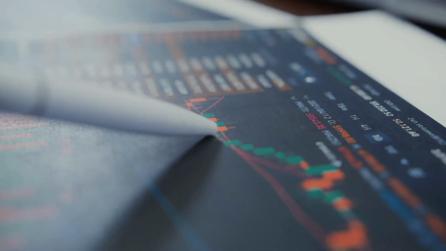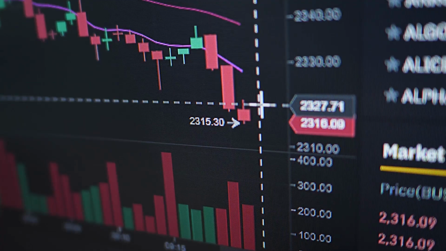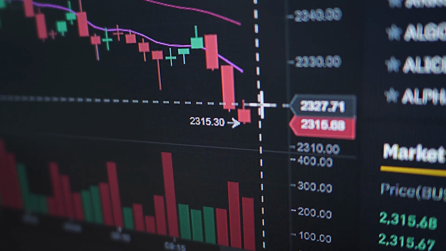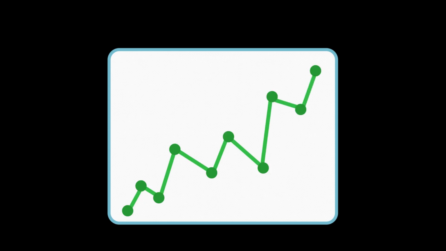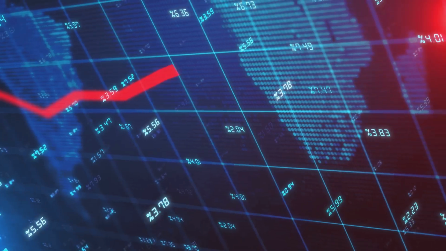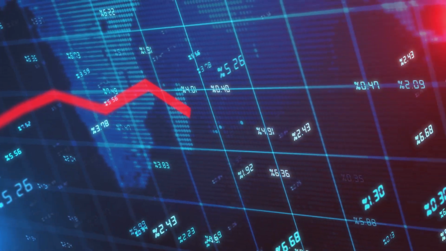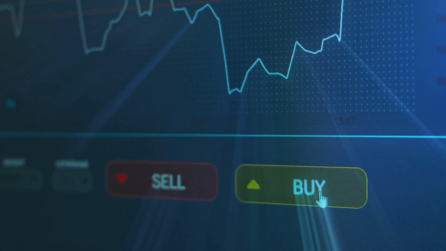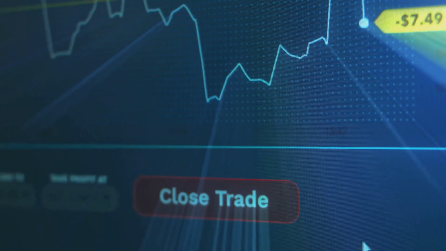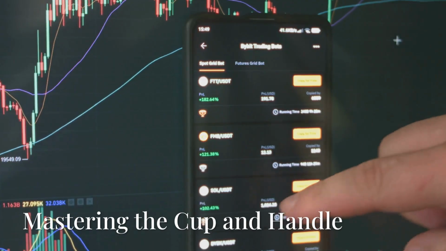Now the handle is where things get interesting. It's a short-term downtrend that typically forms over a few days or weeks. It's characterized by lower trading volume, indicating that the selling pressure is weakening. This is your signal that the bulls are still in control. The key takeaway here is that the cup and handle is a continuation pattern. It suggests that the previous uptrend is likely to resume, potentially with even more force. So, if you're looking for a signal to buy, the cup and handle is definitely one to watch out for.